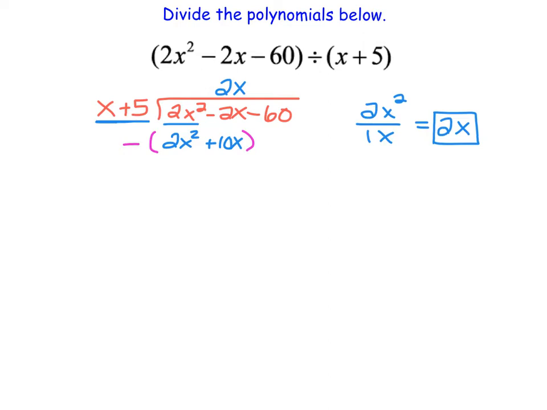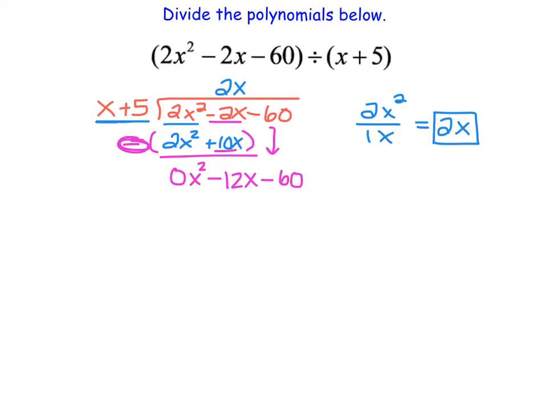So you need to be really careful here. We take 2x squared minus 2x squared, which becomes a 0x squared. Then we take negative 2x minus 10x, which is negative 12x. And then this negative 60, because there's nothing being subtracted from it, just carries down to be negative 60.